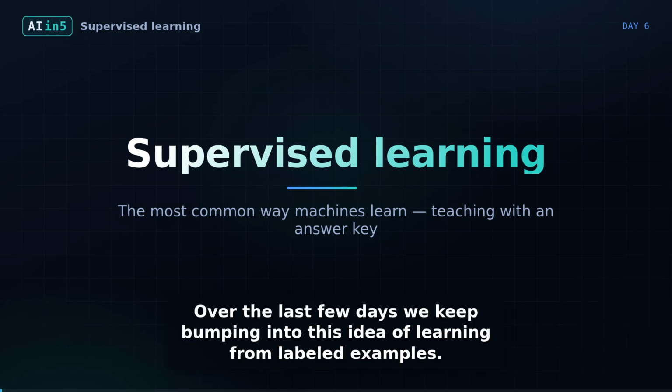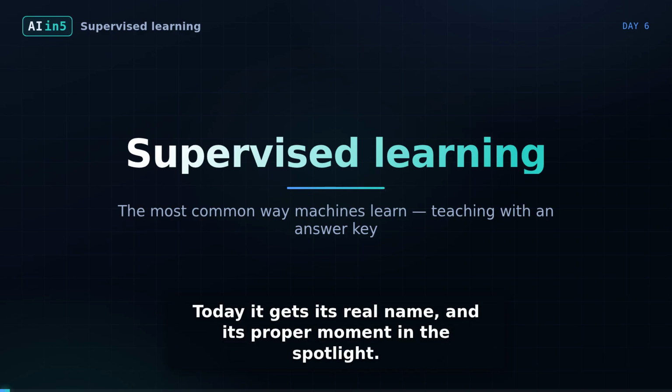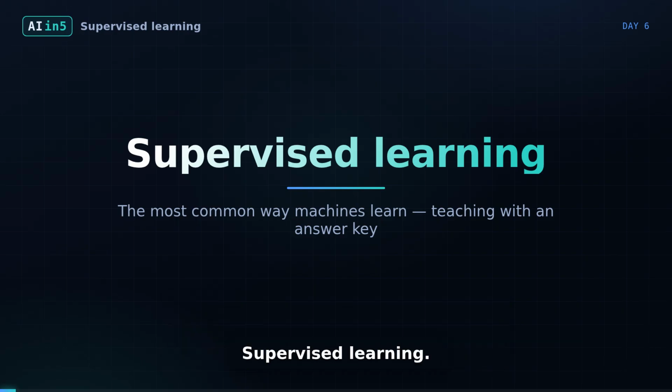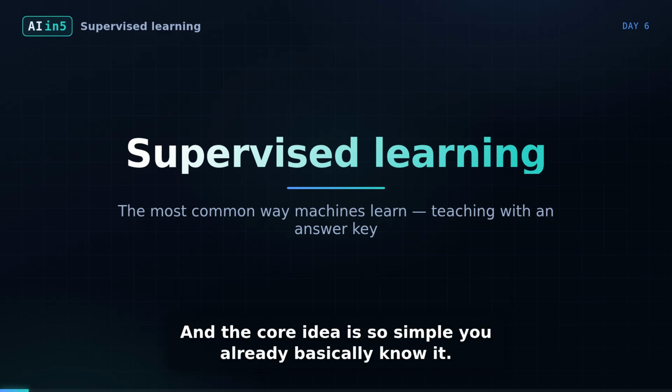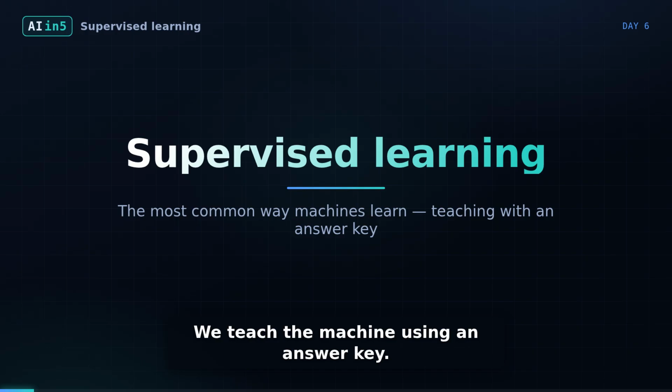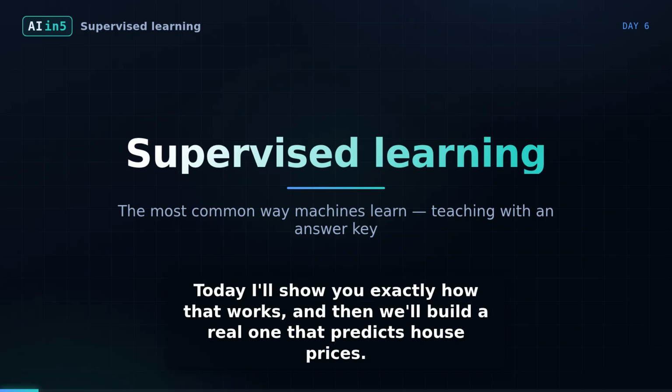Over the last few days, we keep bumping into this idea of learning from labeled examples. Today, it gets its real name and its proper moment in the spotlight. Supervised learning. It's the single most common, most useful kind of machine learning out there, quietly running behind a huge chunk of the AI you use. And the core idea is so simple, you already basically know it. We teach the machine using an answer key. Today I'll show you exactly how that works, and then we'll build a real one that predicts house prices.